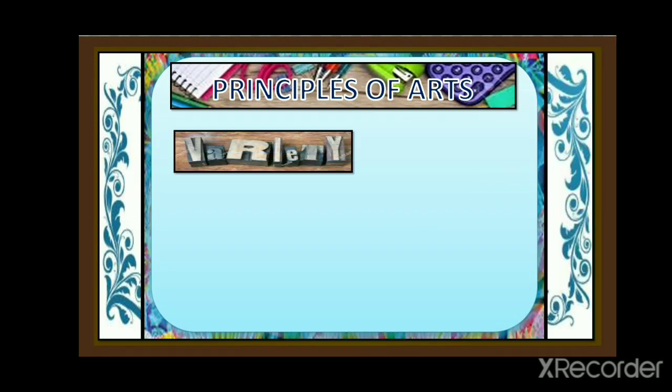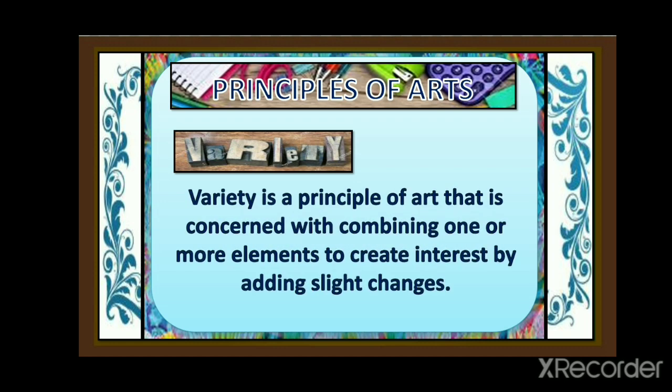Another principle of art is variety. What is variety? Variety is a principle of art that is concerned with combining one or more elements to create interest by adding slight changes. The same routine day after day can become dull. When the color and shape are repeated over and over in artwork, it can become equally dull, but to avoid the dullness, artists use the principle of variety in their works.